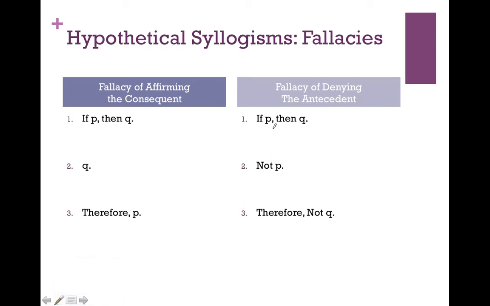Because what are you doing here? The antecedent is P, and you're saying it's not true. And since this is not true, this is also not true. And you can see why this is problematic, because remember, I said a long time ago, it's okay to deny the consequent because the consequent is a requirement of P. But P is not a requirement of Q. P is a sufficient condition for Q. What does that mean? It means P will guarantee Q, but P isn't needed for Q.